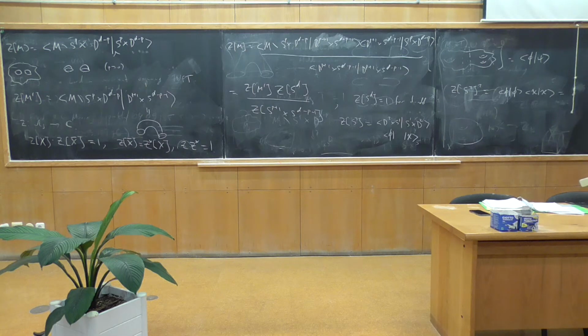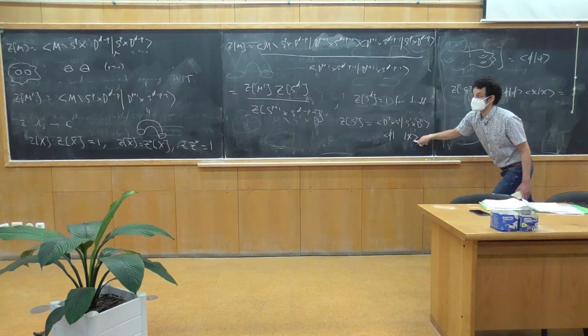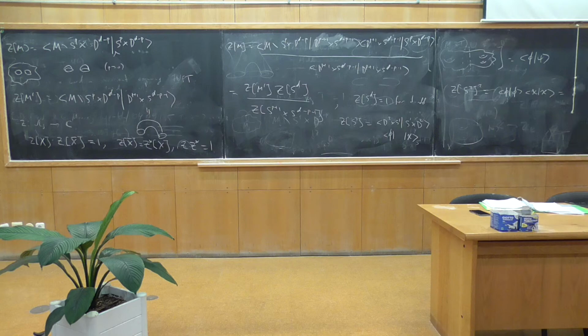Because these are the same state up to a complex number, this is the partition function on S2 cross S1 times the partition function on S1 cross S2. Both are equal to 1 because the Hilbert space on S2 is one dimensional.